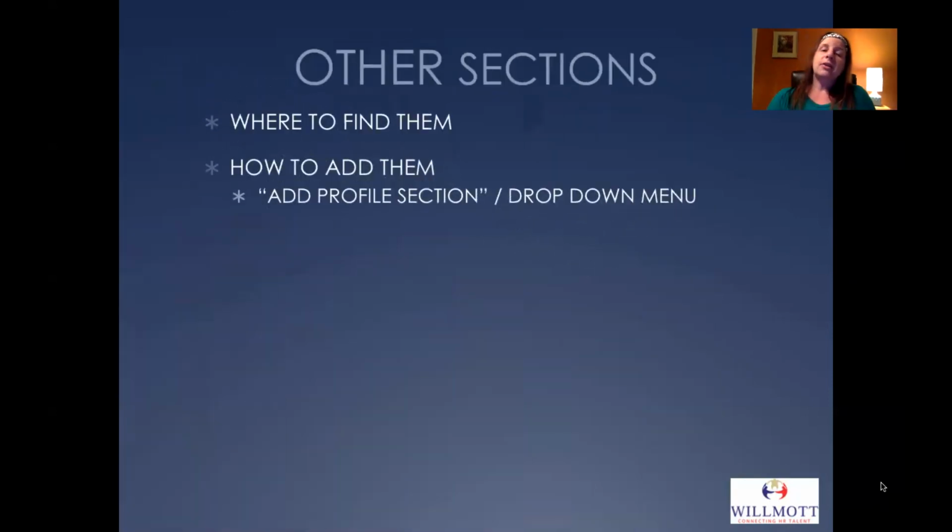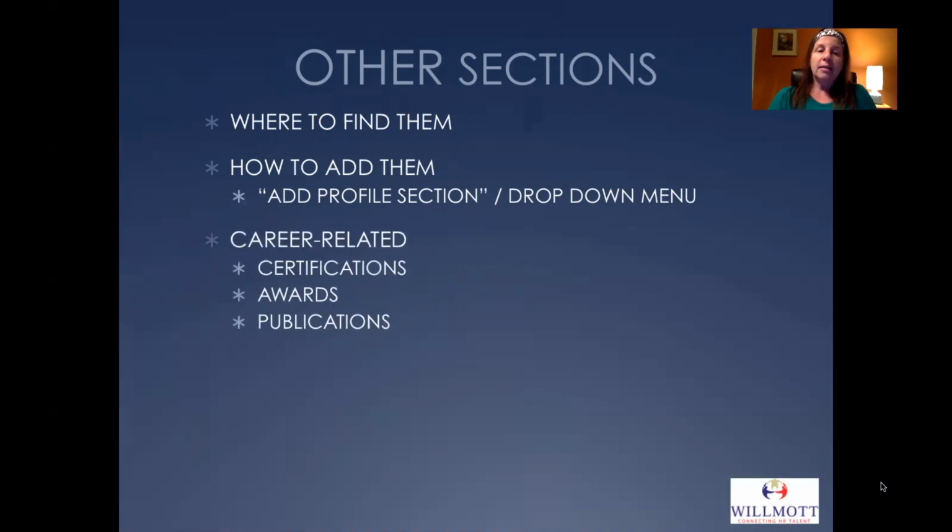Other sections in your LinkedIn profile, I had talked earlier about where to find them, and again, it's on that top bar. There's a nice drop-down menu where you can locate a number of other options for sections to add to your profile. Some examples might be a certification section, an awards section, if you're someone who's published materials, or if you have any patents, anything like that that you want to separate out and highlight. You can either select one of LinkedIn's preset section names or create one on your own and then just label it.